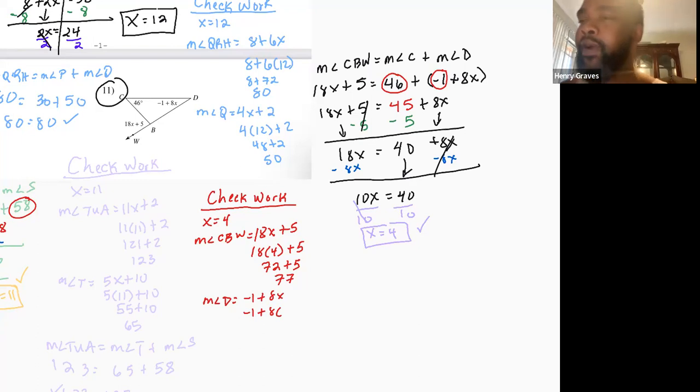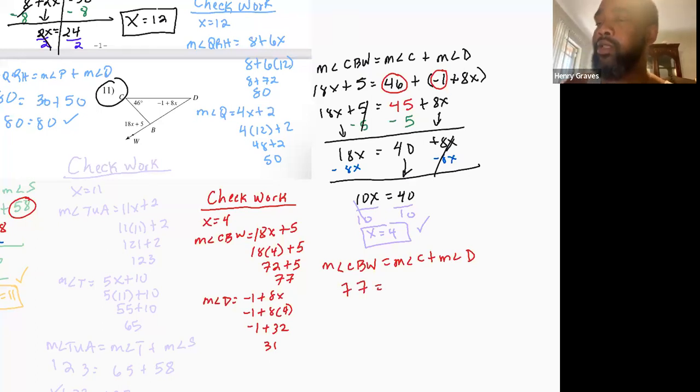Now to check my work, final thing I gotta do is see if they all match up. So I know the measurement of angle CBW is equal to the measurement of angle C plus the measurement of angle D. So that's going to be 77 is equal to C, which is 46 plus 31, right? So 77 is indeed equal to 77. So this work checks out perfectly fine.